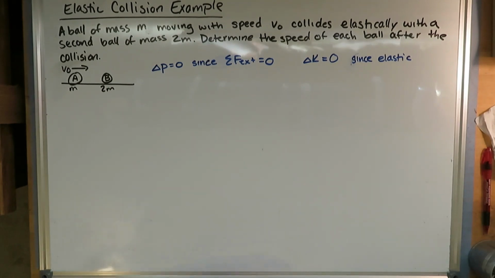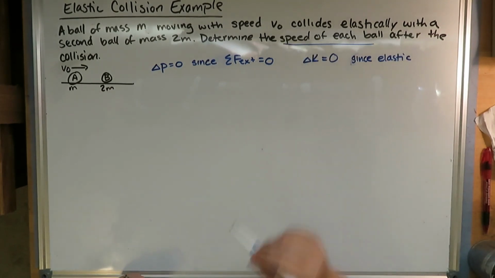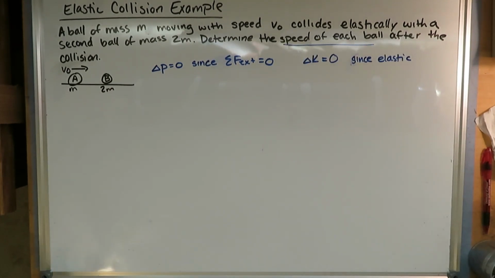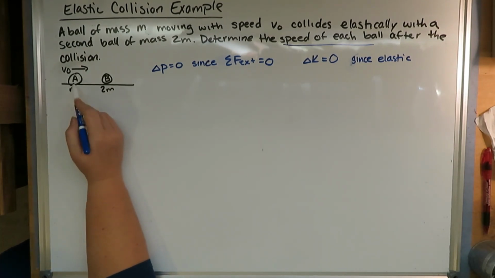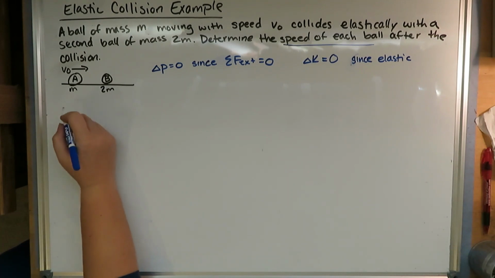Because I'm looking for the speed of each of the balls, that means I don't know either of the speeds. It's elastic, so they can't be stuck together moving at the same speed. Therefore I have two unknowns, so I'm going to need both of those equations. Let's start off with the momentum equation. I'm just going to call them object A and object B, because it's easier at the start.